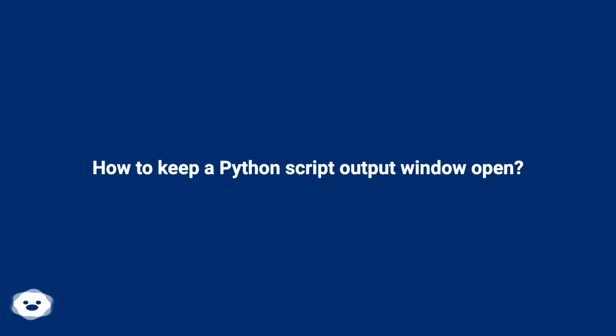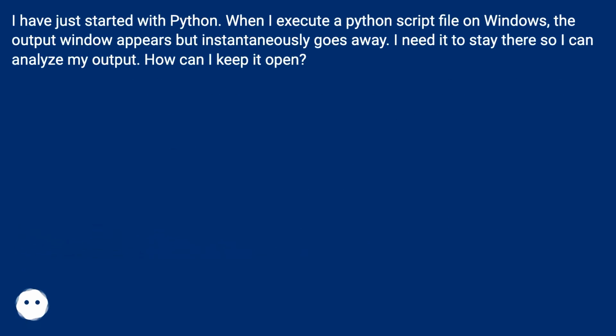How to keep a Python script output window open. I have just started with Python. When I execute a Python script file on Windows, the output window appears but instantaneously goes away. I need it to stay there so I can analyze my output. How can I keep it open?